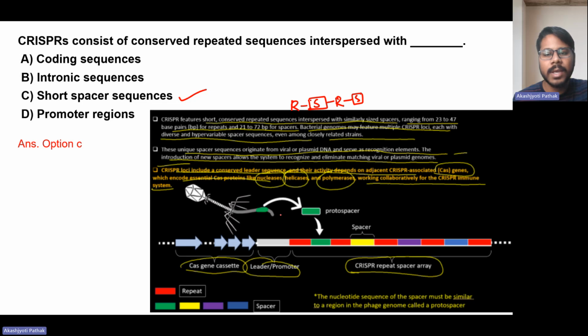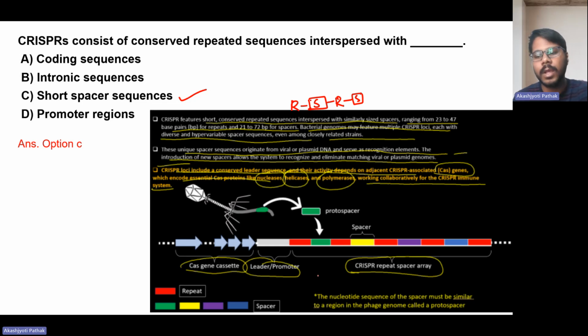So it is keeping a record, a memory, of what all phages have attacked the bacteria. These sequences, spacer one, spacer two, are arranged in chronological order. Means the most recent bacteriophage that has attacked the bacteria will be spacer number one, followed by spacer number two, spacer number three. So it is a record of all the phages that have attacked the bacteria.